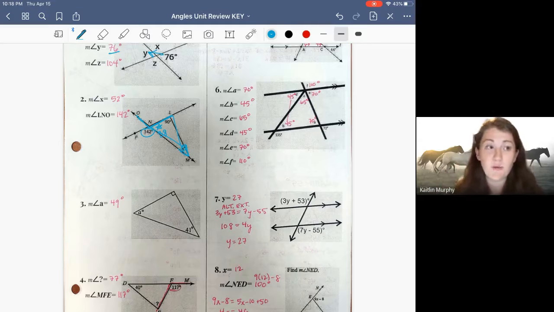Also, I hope you like this horse background. I picked it just because I thought you would really like it.